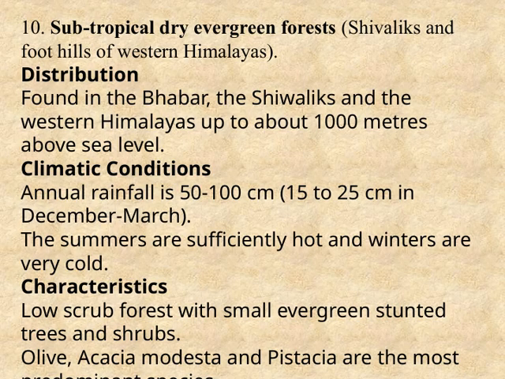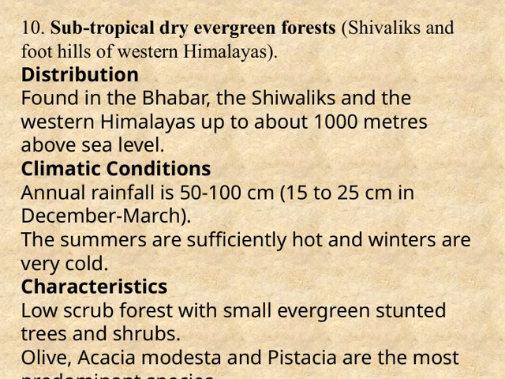In terms of climate, these forests experience an annual rainfall of around 50 to 100 centimeters. Interestingly, during the winter months, specifically from December to March, the rainfall drops to about 15 to 25 centimeters. Summers tend to be quite hot, while winters can be very cold, which influences the types of vegetation that can thrive here. The forests themselves are characterized by low scrub growth, with small, evergreen, and often stunted trees and shrubs. This adaptation helps them survive in the dry conditions.